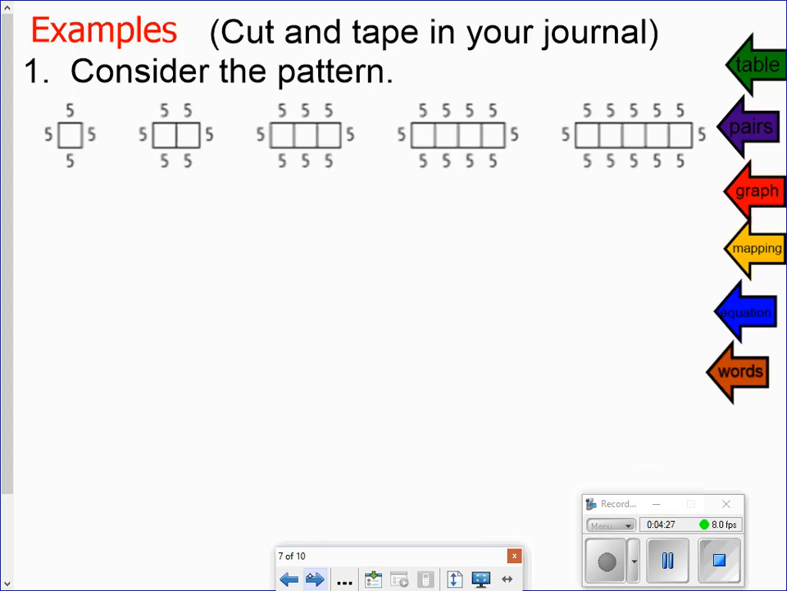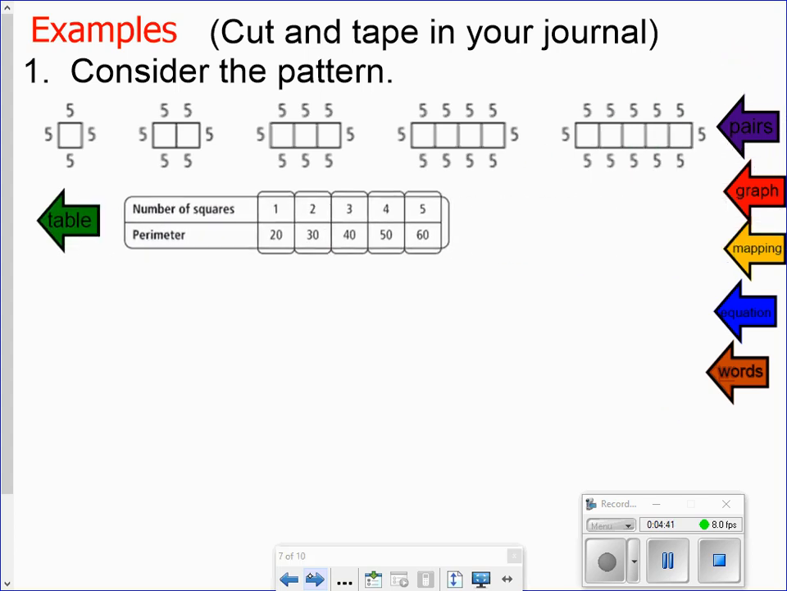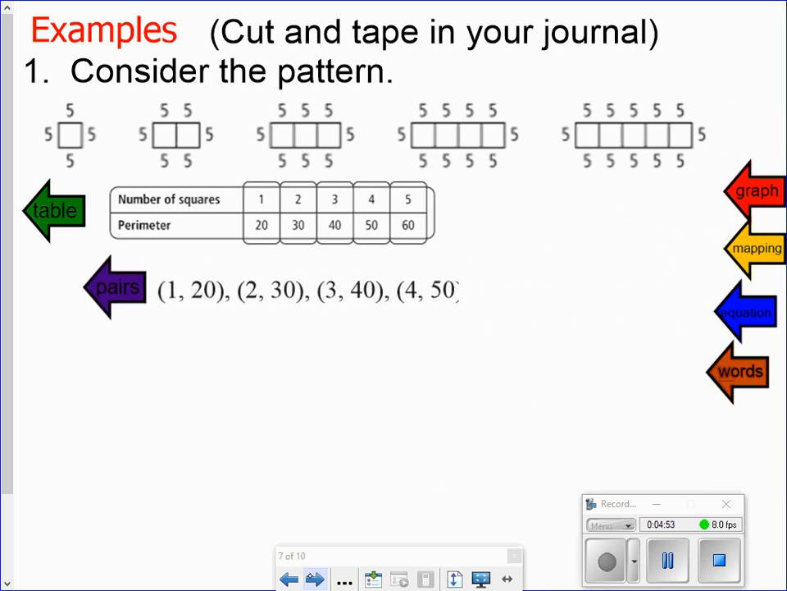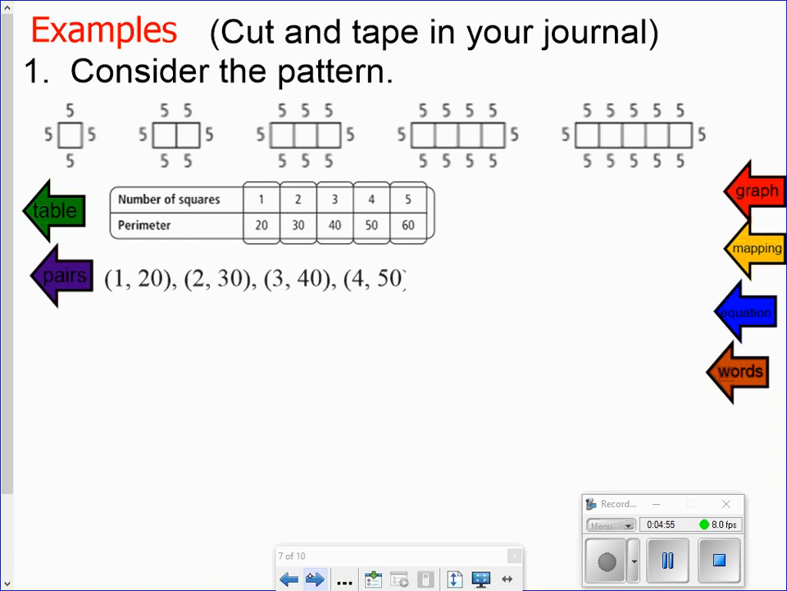Alright, let's consider this pattern. This pattern looks at the number of squares and its perimeter. This pattern can be represented in many different ways. You can organize it in a table, so you can put the number of squares in for your x, the perimeter in for your y, and you can organize your data that way. What this allows you to do is look at the different ordered pairs. So I can take my points from here and I can list them as ordered pairs. So that's another way to represent this pattern.